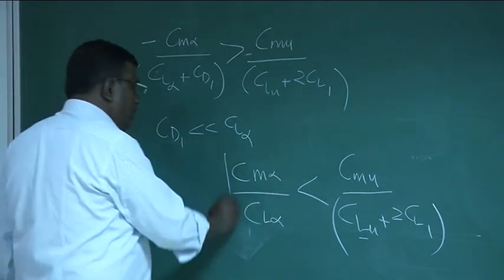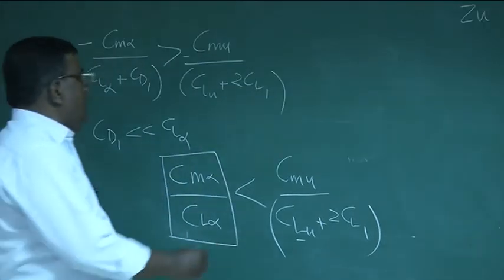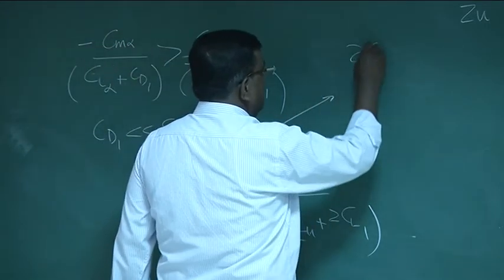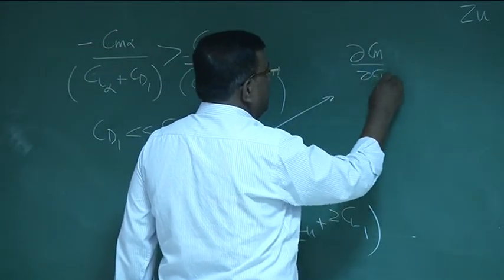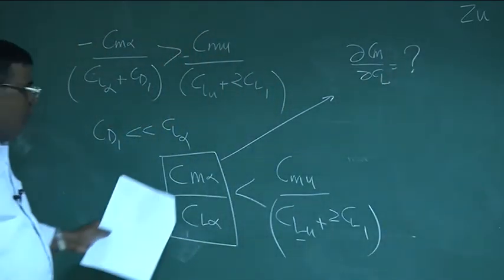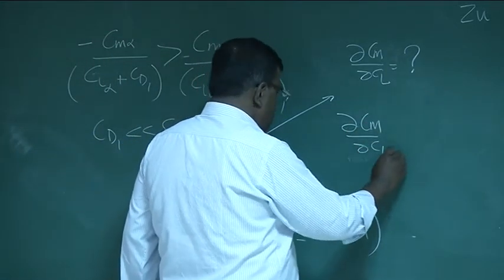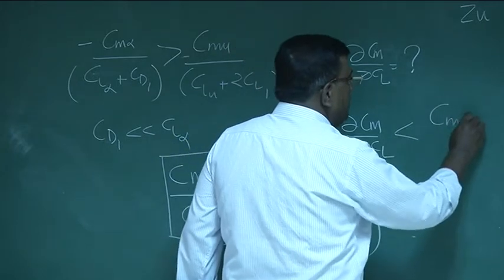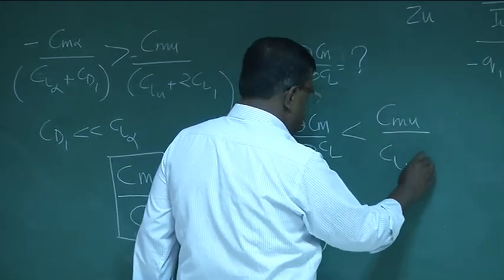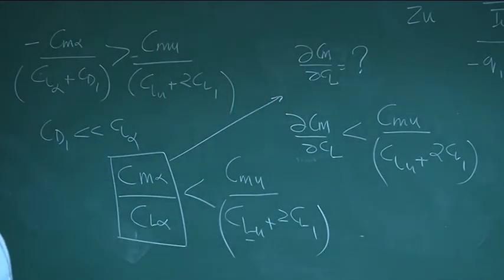What is the meaning of CM alpha by CL alpha? Let us understand. What is the ratio CM alpha by CL alpha? This is nothing but dCM by dCL, right? And this is minus the static margin. So what you are getting from here is that dCM by dCL should be less than CMU by CLU plus 2 CL1. For dynamic stability, the condition is that dCM by dCL should be less than CMU by CLU plus 2 CL1.